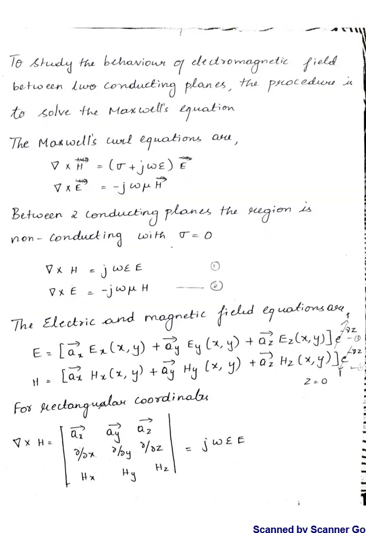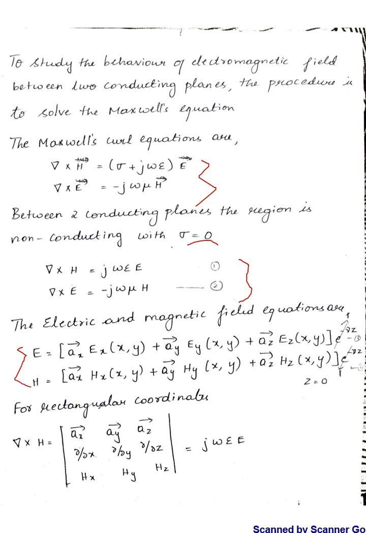Starting with the derivation, to study the behavior of the electromagnetic field between two conducting planes, the procedure is to solve Maxwell's equations. The Maxwell's curl equations are del cross H is equal to (sigma plus j omega epsilon) times E, and del cross E is equal to minus j omega mu H. Between two conductors, we are going to consider the sigma value as 0. If we substitute sigma equal to 0 in these two equations, you will get equations 1 and 2. After that, the electric and magnetic field equations.